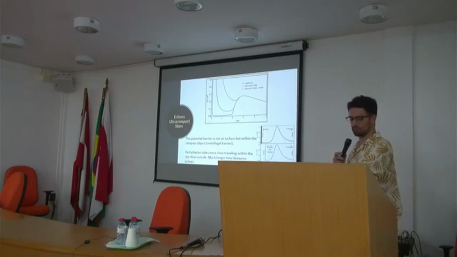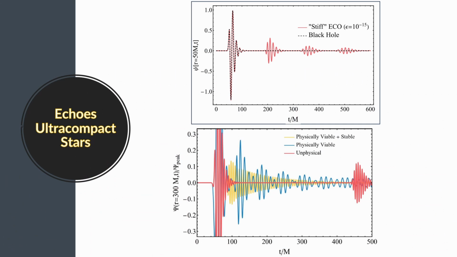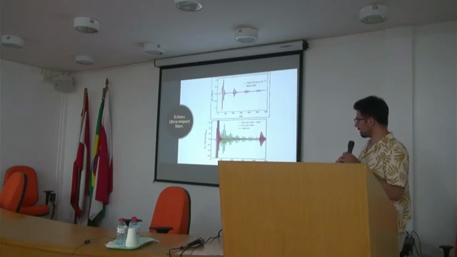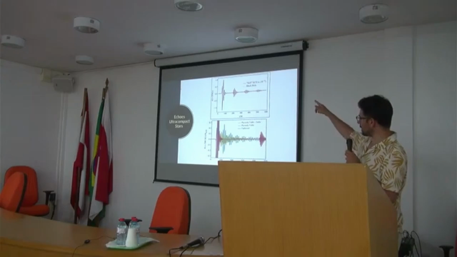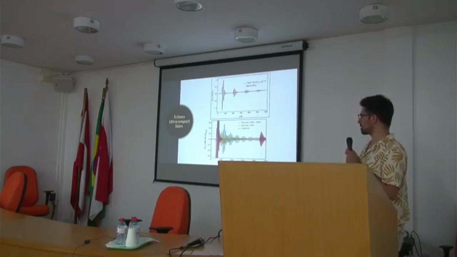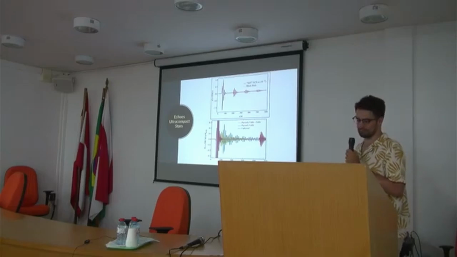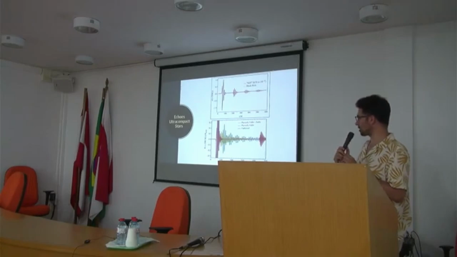So what is the consequence of that? If you do exactly this sort of simulation for the echoes, above we had what we just saw. I should mention what that epsilon is in the upper plot, this 10 to the minus 15: it just says that the surface is 10 to the minus 15 away from the horizon. So you see a very compact object.